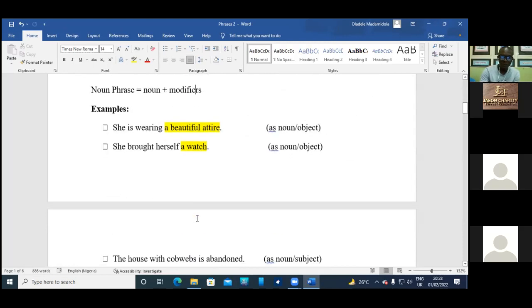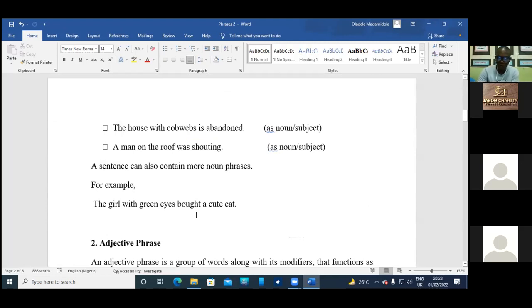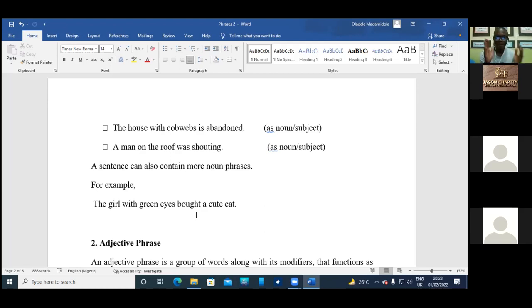Let's move on. Very quickly, let's touch on these two examples and then move to another type of phrase. The house with cobwebs is abandoned. What is the noun phrase there? Anybody? The house. Beautiful. Okay, so you have the house in the subject position, right?